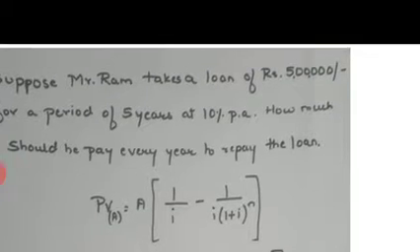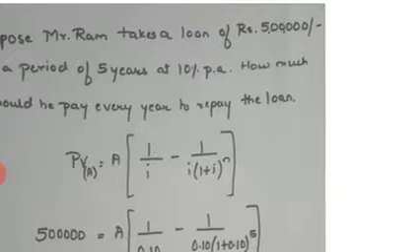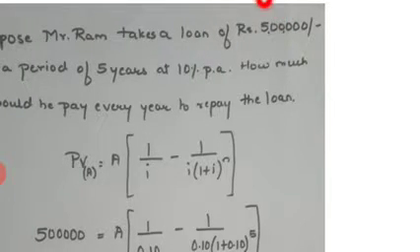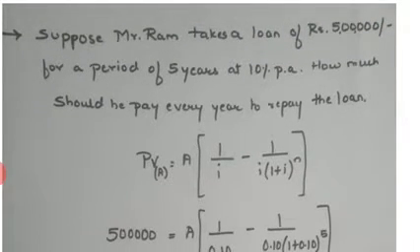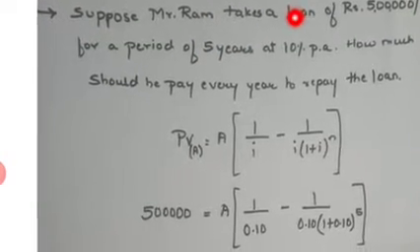What has been given to us? Ram is taking a loan of 5 lakh rupees. When does he take this loan? He takes this loan today. For how many years is he taking this loan? He is taking this loan for 5 years, and it is at 10% per annum.